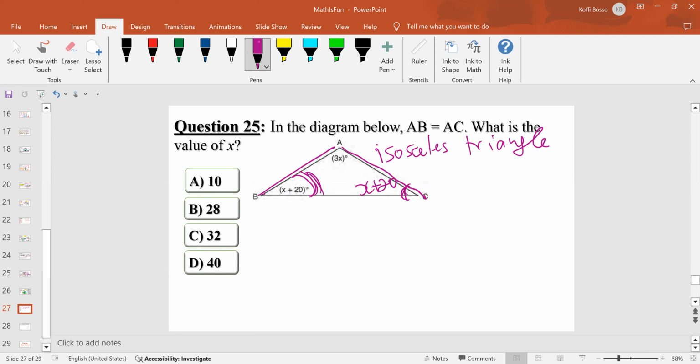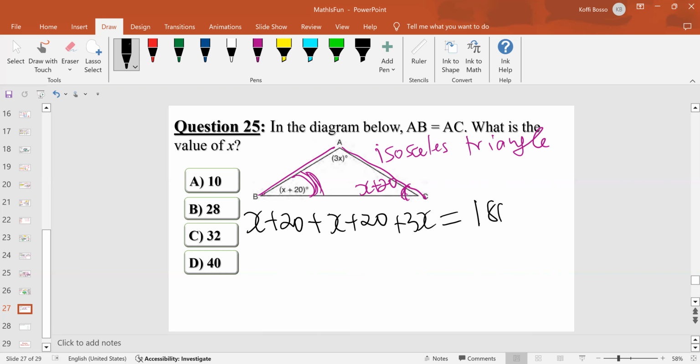So this is telling me that to solve for x, this is simple again, but tricky. To solve for x, you're going to add all the angles here. So you have x plus 20, plus again x plus 20. Remember, we have x plus 20 two times because the two angles are equal, plus 3x. And if you add all of these, that'll give you 180 degrees. Where the 180 came from, you have to understand that for any triangle, it's not only for isosceles, when you add all the three angles, you get 180. So that is very important here to solve for x.